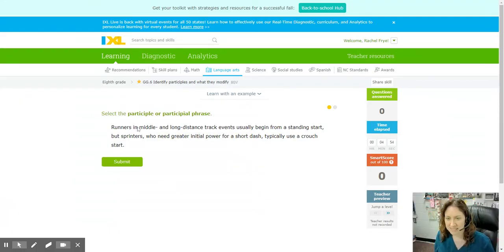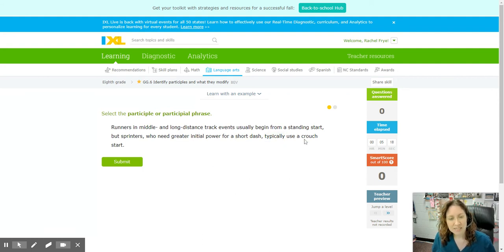Okay, so I see to select the participle or participial phrase. Runners in middle and long distance track events usually begin from a standing start, but sprinters who need greater initial power for a short dash typically use a crouch start. Now, one hint that I will give you is that a lot of participles end with ing, just like gerunds do. So that would be the first thing that I would go looking for.